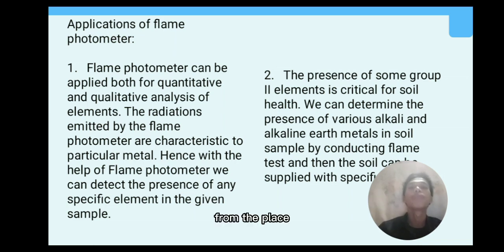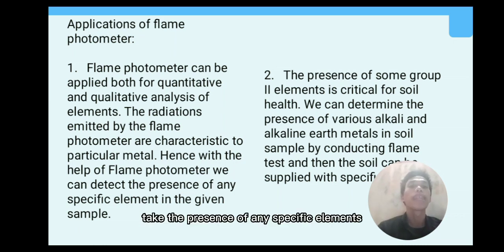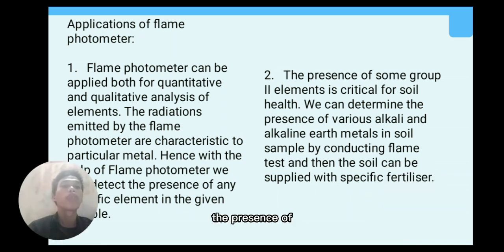Application of flame photometer. First, flame photometer can be applied both for quantitative and qualitative analysis of elements. The radiations emitted by the flame are characteristic to a particular metal. Hence, with the help of photometers, we can detect the presence of any specific elements in the given sample. The presence of some group 2 elements is critical for soil health. We can determine the presence of various alkali and alkaline earth metals in soil samples by conducting flame tests, and the soil can be supplied with specific fertilizer.